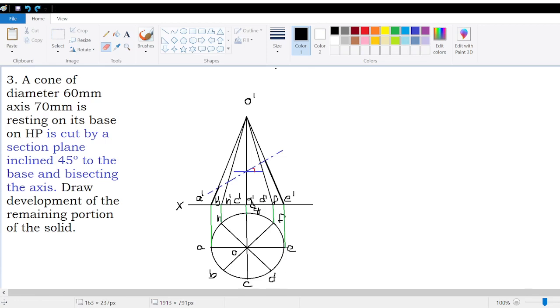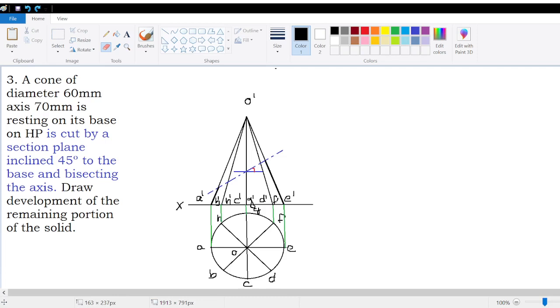So in this question, a cone is given with a diameter of 60 mm and the axis is 70 mm, and is resting on its base on HP. So the solid given is a cone whose dimensions are well defined. Now it is cut by a section plane inclined 45 degrees to the base and bisecting the axis. So the cutting plane goes to the midpoint of the axis and it is at an angle of 45 degrees to the base.